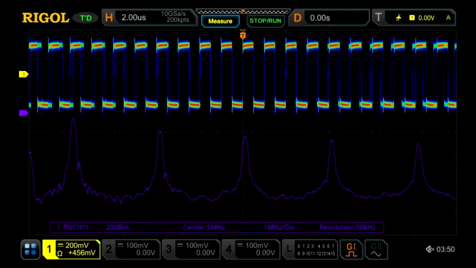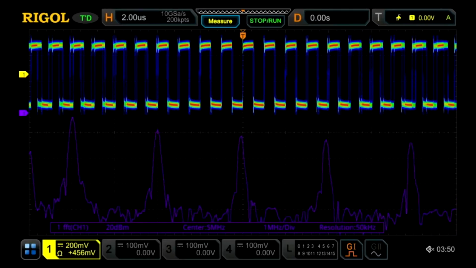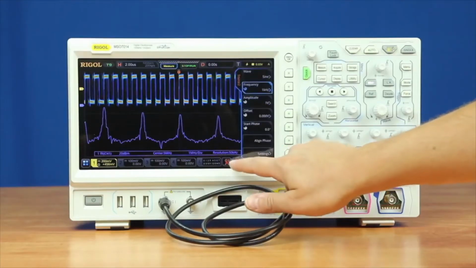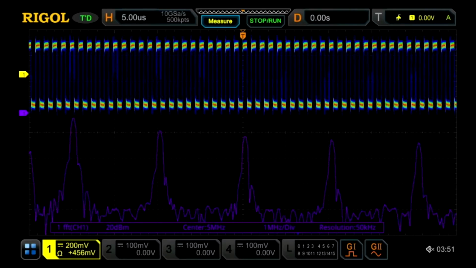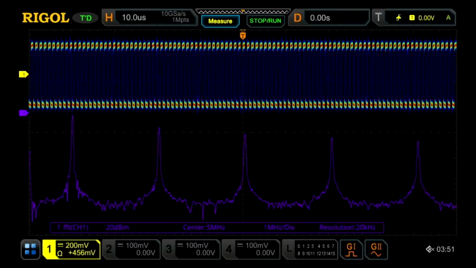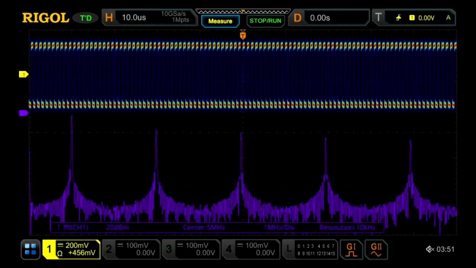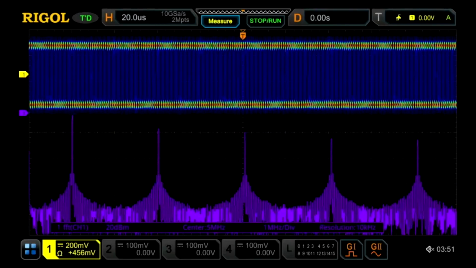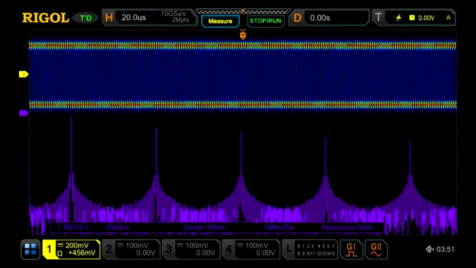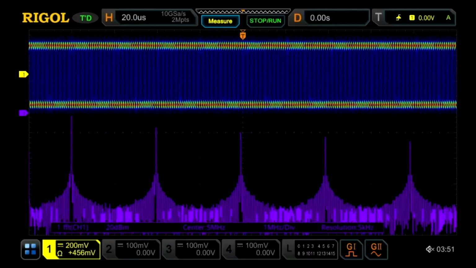Now that we've got the span set, we can easily adjust the RBW. You can see the resolution bandwidth denoted here in the RBW marker. As I turn the time control out, the RBW goes down. So the wider piece of time you're looking at, the better the resolution bandwidth is. So there we've seen that improve.